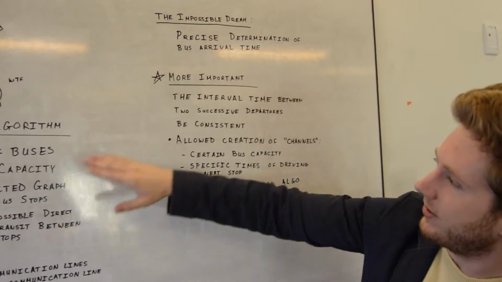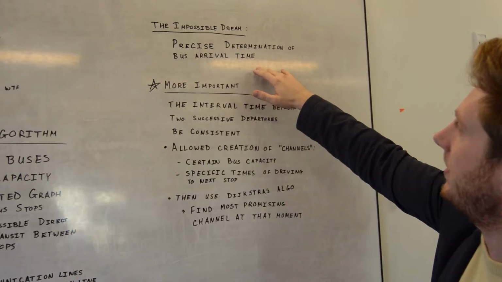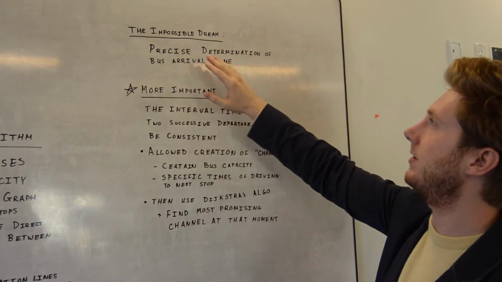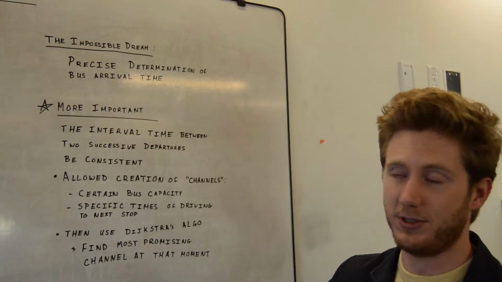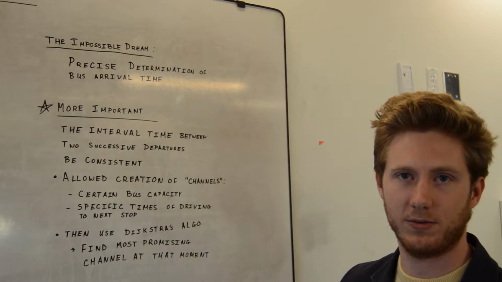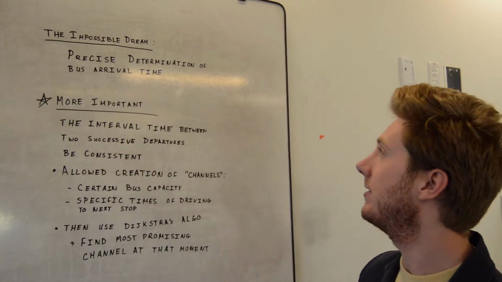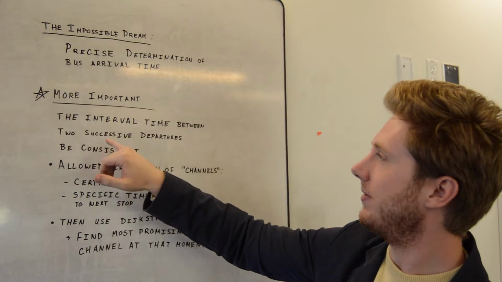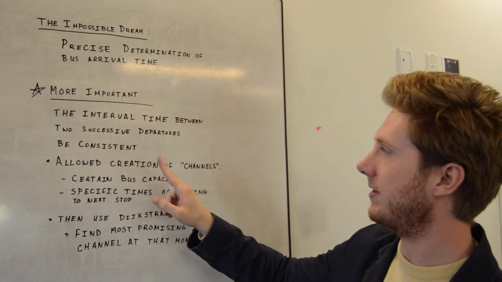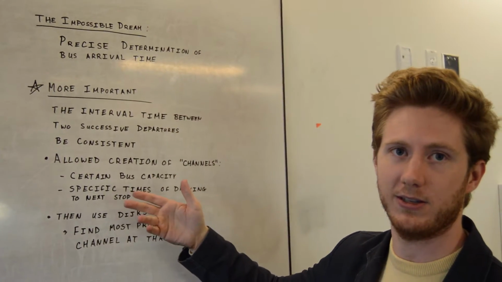To simplify the genetic algorithm, to make it from NP hard to something reasonable, they decided to forego the precise determination of bus arrival time, which gets increasingly hard as cities grow and the number of buses and stops increase. It's just impossible to do. So, they decided it was more important to find the interval time between 2 successive departures and make it consistent.